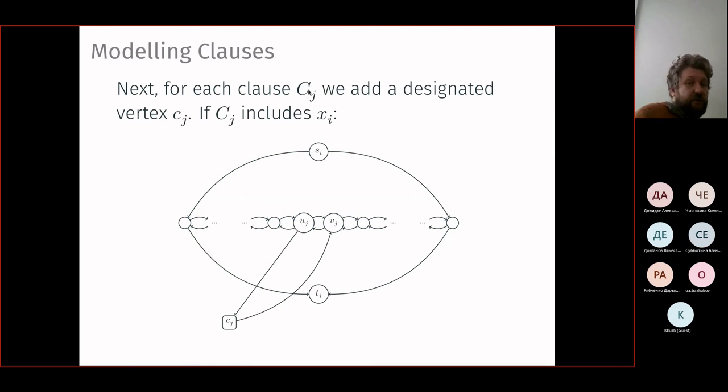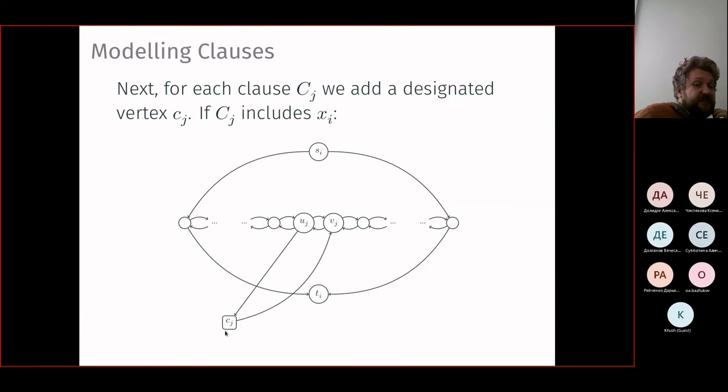And next, for each clause Cj, we will have a designated vertex, Cj, which will be connected to the gadget like this. So from Uj, you go to Cj, and then go backwards here, if this Cj includes xi. What does this mean? This extra vertex is outside the gadget, one for the clause. If the clause includes this variable xi, then the corresponding gadget will be connected in this way to the clause, right?